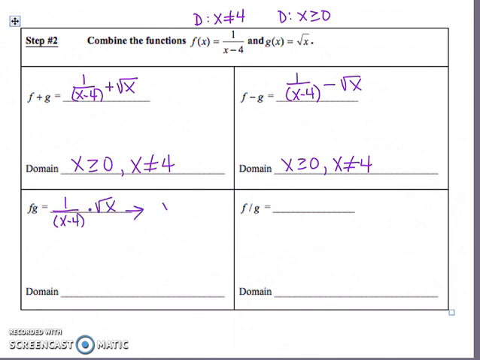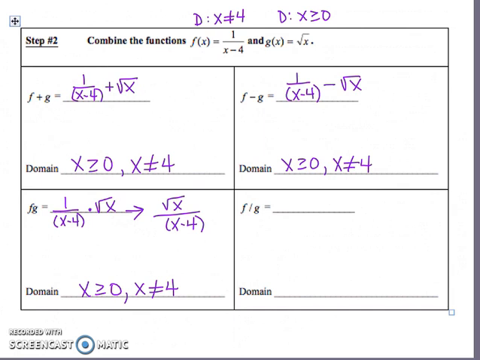F times g is going to be 1 over x minus 4 times the square root of x. So this I could clean up a bit, and I could just put the square root of x in the numerator and x minus 4 in the denominator. And again, as stated on the previous page, my domain is going to be x must be greater than or equal to 0. X cannot be 4.